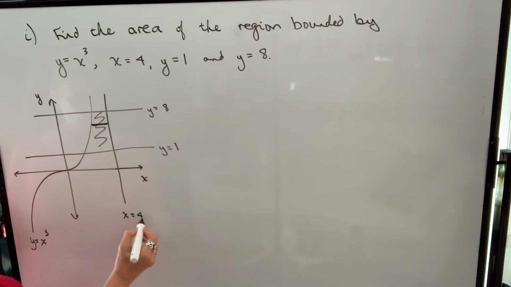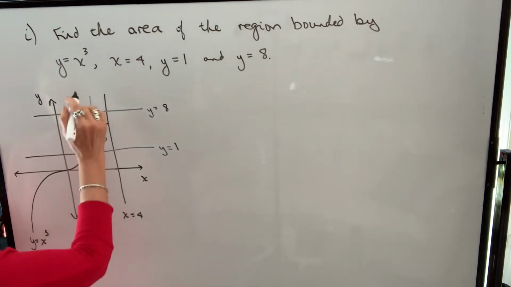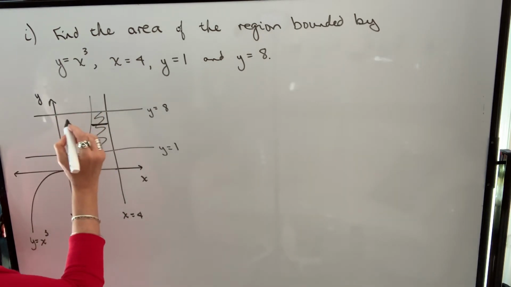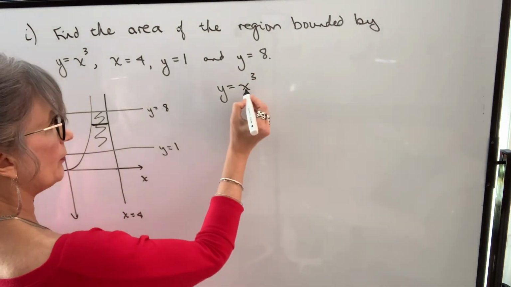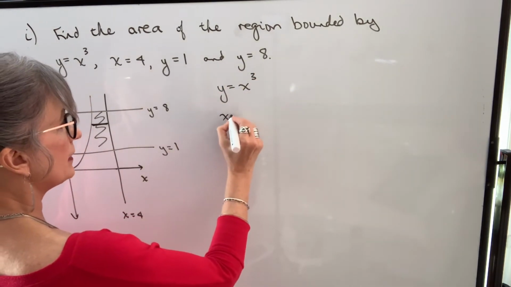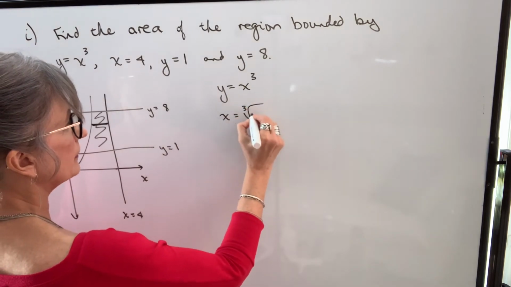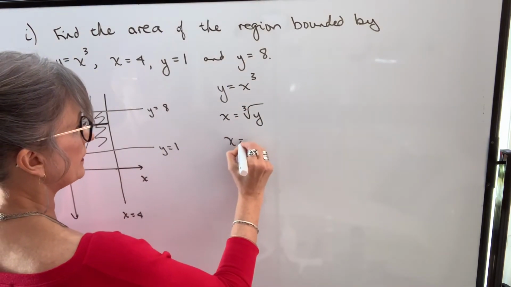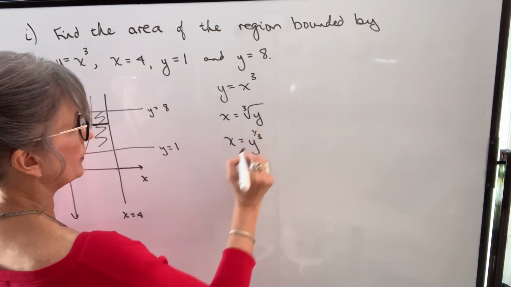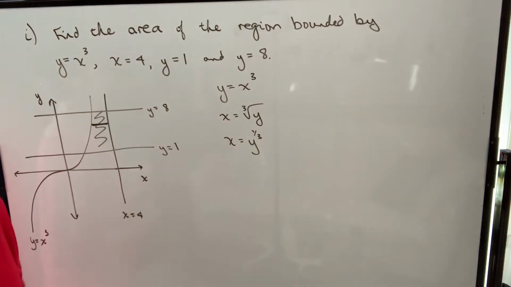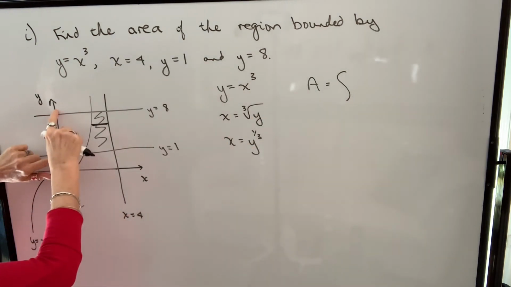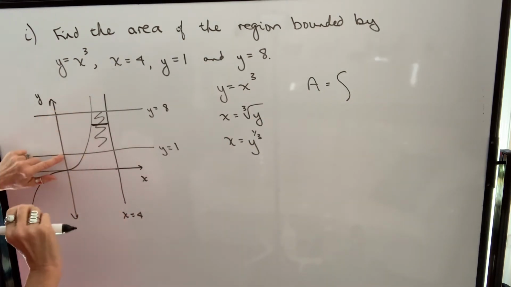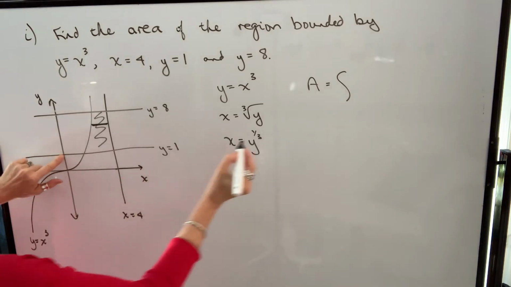Now, we've already got this as a function of y. We've got x isolated. This one is y equals x cubed. If we want it as a function of y, we have to isolate the x. So x would equal the cube root of y, or in other words, x will equal y to the 1/3. So that's my function of y. In order to set up the integral, I need to know c and d. I need to know the y values with my limits. So it's going to be 1 to 8.